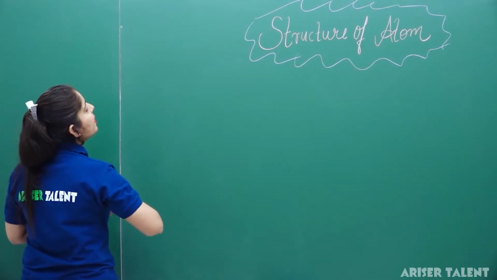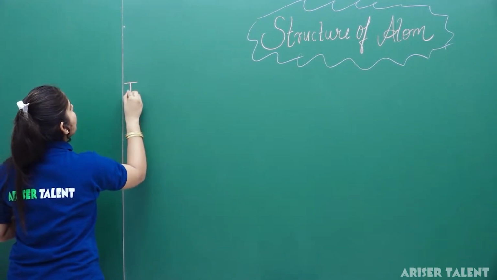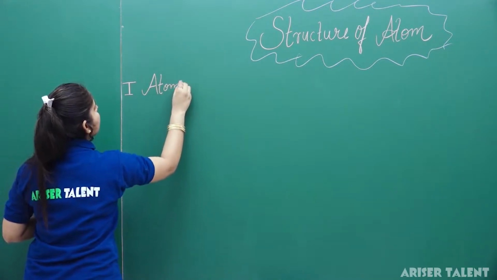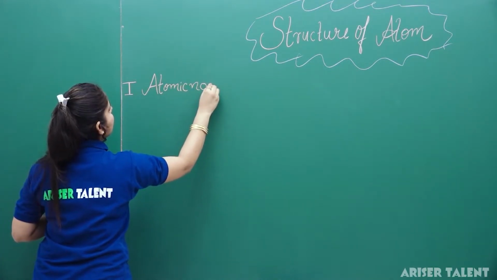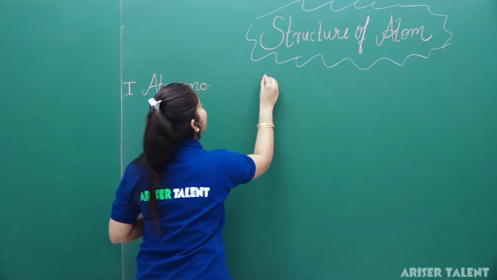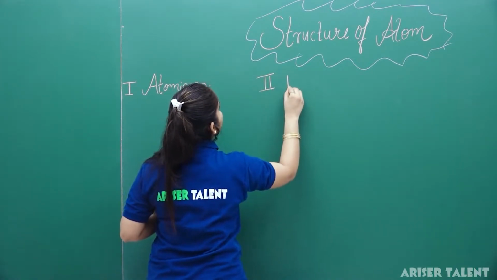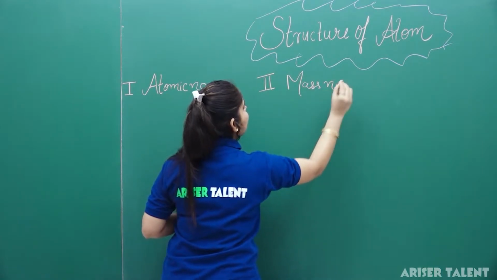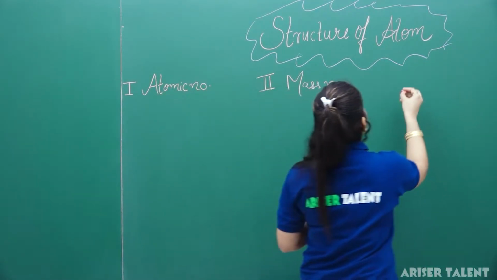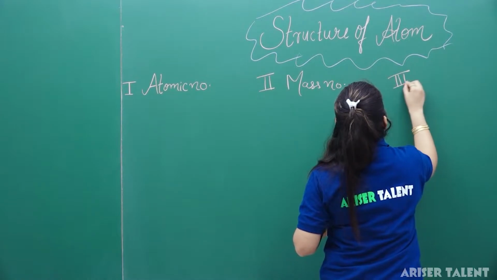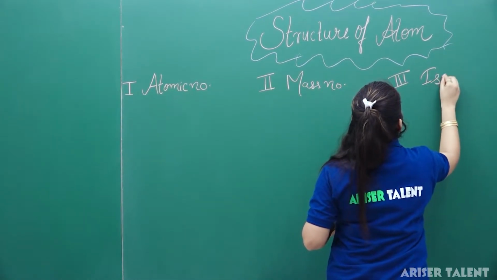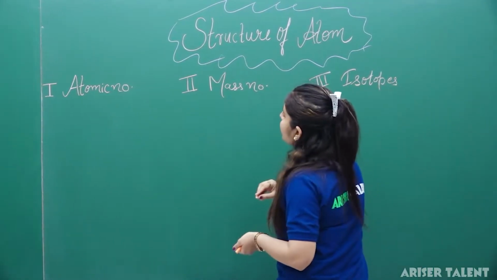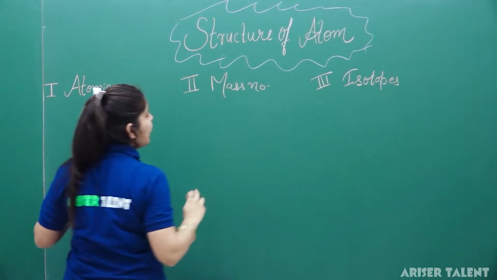Our first term is atomic number. Our second term is mass number. Third term is isotopes. Firstly, we will discuss these three terms.